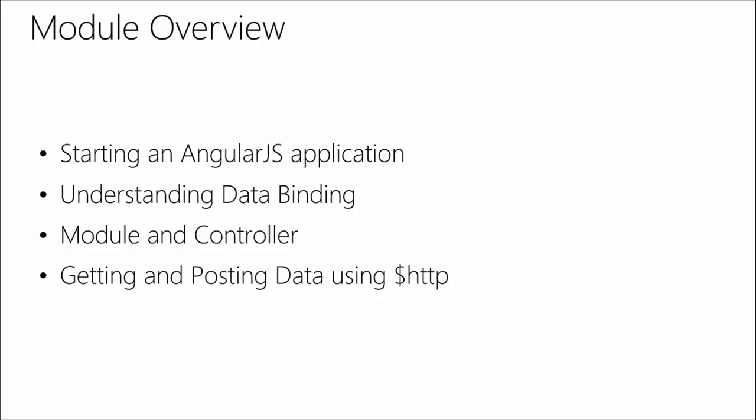Yeah, we're going to start getting right into it with code, which is pretty exciting. We're going to talk about starting an AngularJS application, what you need to do and what's involved there. We're going to look at understanding data binding, and the concept of a module and a controller as it relates to our app. Once again, our app's very simple, so we're keeping it simple. And then we're going to talk about getting and posting data using HTTP, using one of the options that we have from Angular.